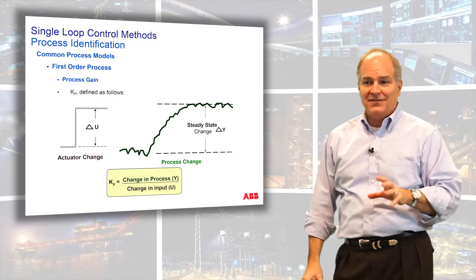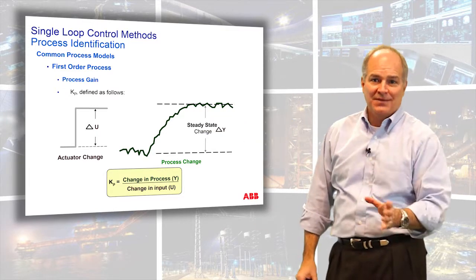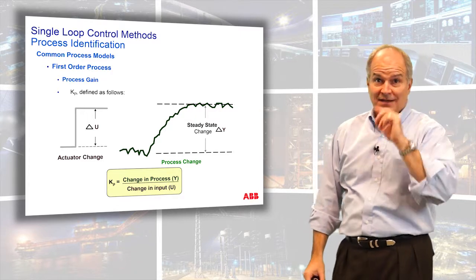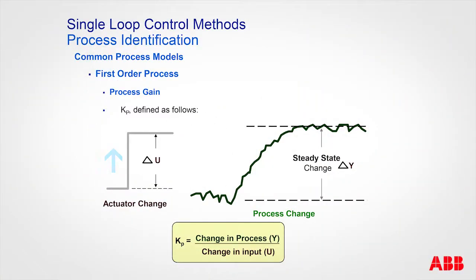You don't want to make defects. You don't want to mess up on your first bump test, because it'd be hard to get them to let you do the second one. So you did your bump and you see this thing come up. So the total time it takes to get there, the total change in the measurement divided by the actuation that produced it, that's the process gain. Same as before, same definition.